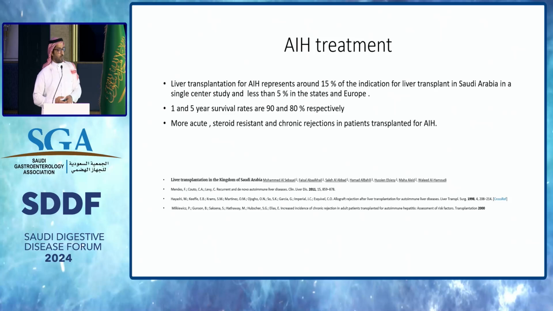Liver transplantation, from King Faisal Hospital in a study published in 2021, represented around 15% of the indications for liver transplant, but we know that autoimmune hepatitis as an entity represents around 5% of the indications for liver transplantation in the States and Europe. There is excellent 1- and 5-year graft and patient survival, but we know the risk of recurrence is high, and we encounter more rejection, steroid-resistant as well as chronic rejection, in this cohort of patients.